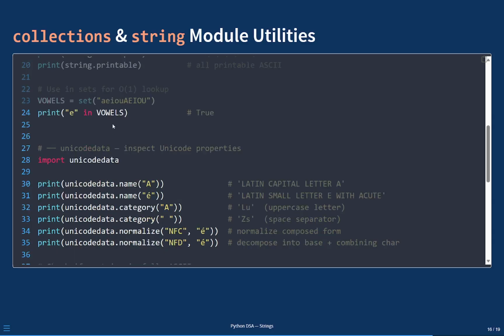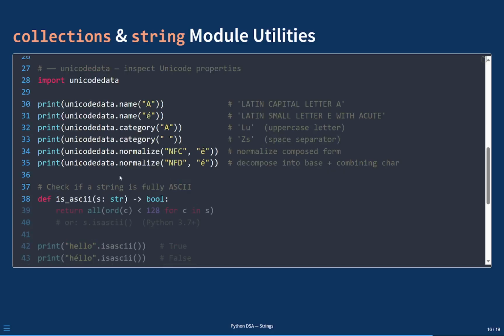Click. unicodedata gives you programmatic access to every character's Unicode properties. unicodedata.name returns LATIN CAPITAL LETTER A. unicodedata.category returns the Unicode category code: Lu for uppercase letter, Zs for space separator.